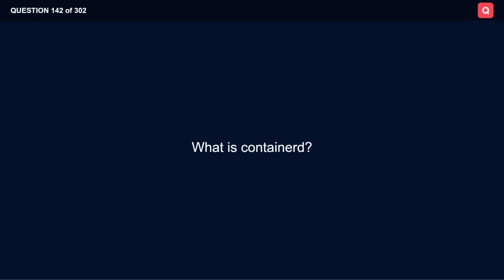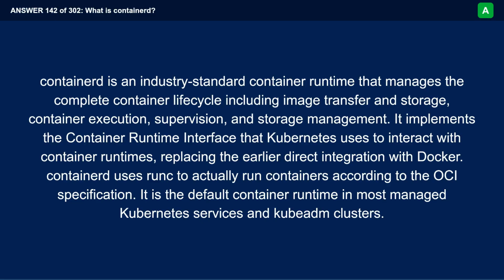What is containerd? Containerd is an industry-standard container runtime that manages the complete container lifecycle, including image transfer and storage, container execution, supervision, and storage management. It implements the container runtime interface that Kubernetes uses to interact with container runtimes, replacing the earlier direct integration with Docker. Containerd uses runc to actually run containers according to the OCI specification. It is the default container runtime in most managed Kubernetes services and kubeadm clusters.